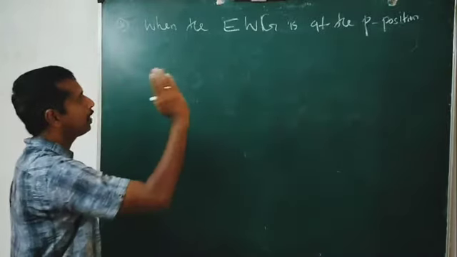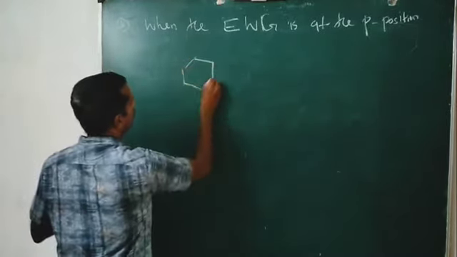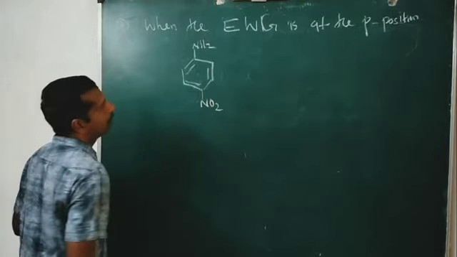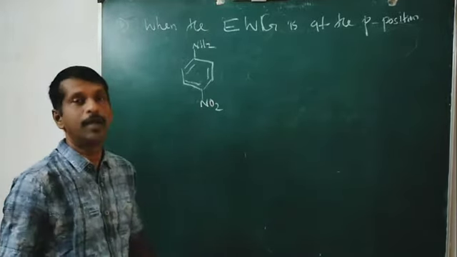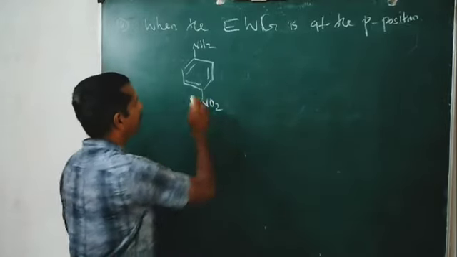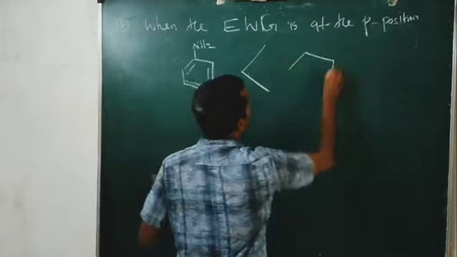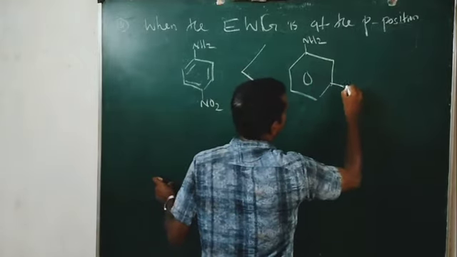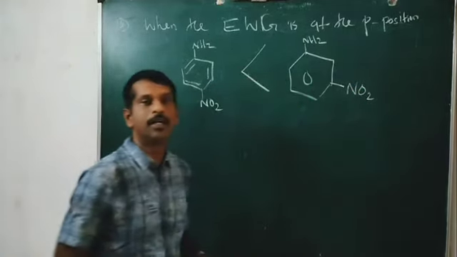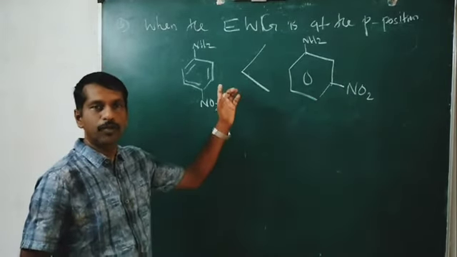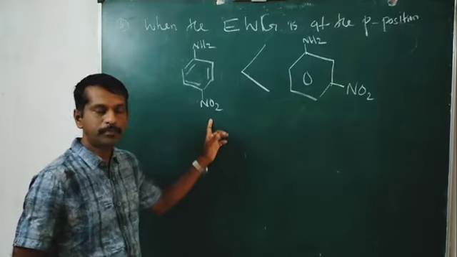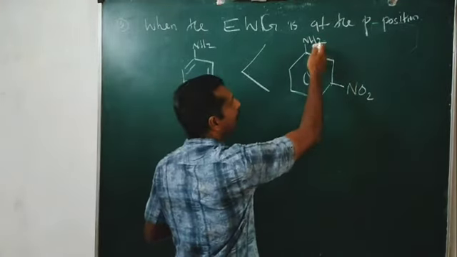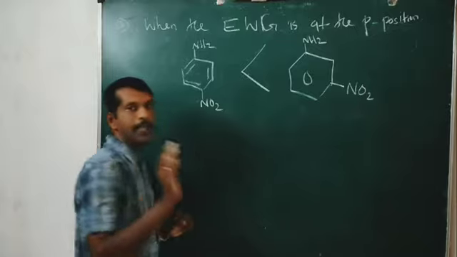Now suppose it is the NO2 group, which is an electron withdrawing group, that you know. When the electron withdrawing group is at the para position, it is less basic than when the electron withdrawing group is at the meta position. Reverse, the opposite of the electron donating group. When the electron withdrawing group is at the para position, it will be less basic than when the electron withdrawing group is at the meta position.